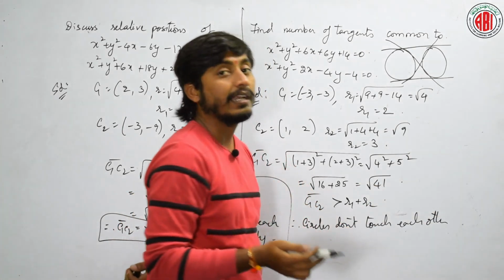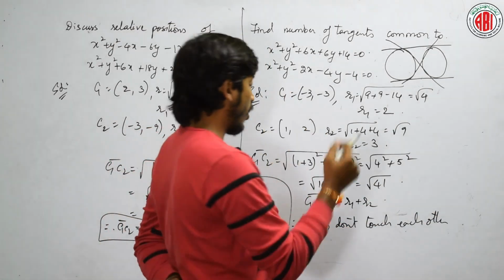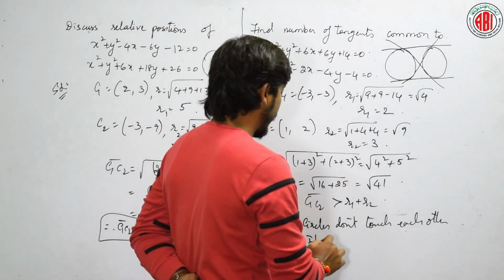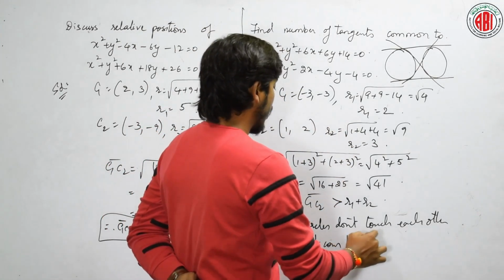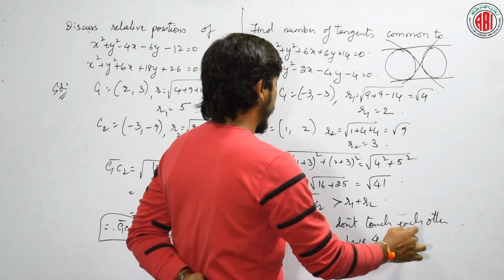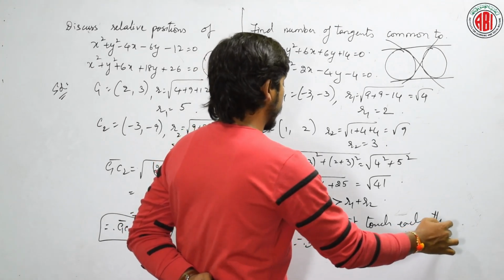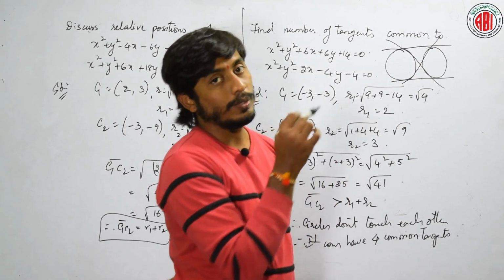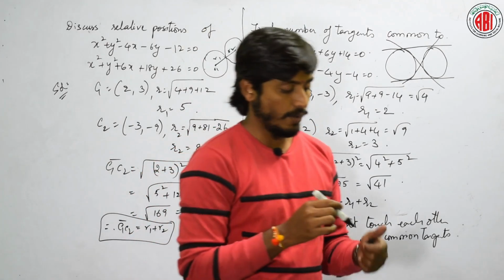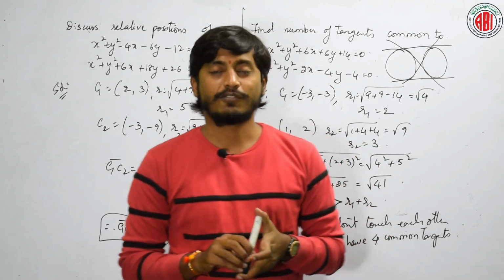So, we can write that it can form 4 common tangents, that is 2 direct and 2 transverse common tangents. Clear? Shall we move on to the next problem?